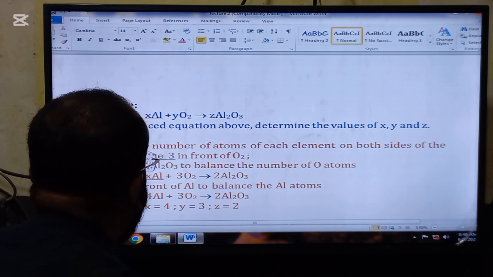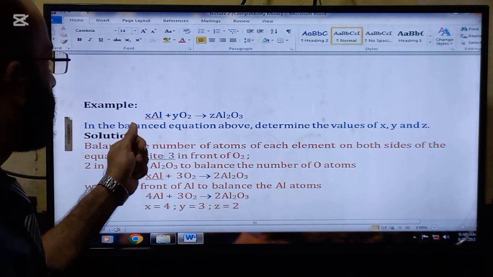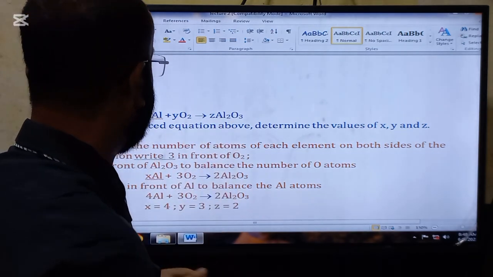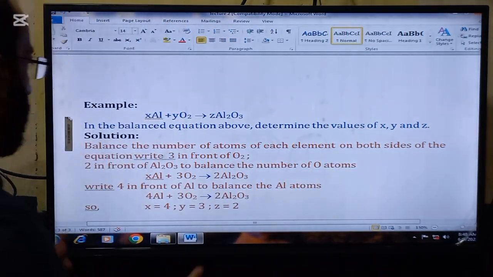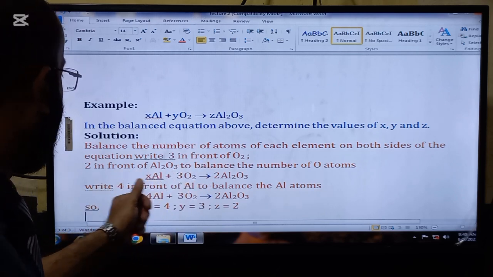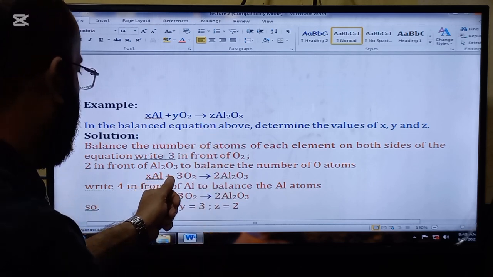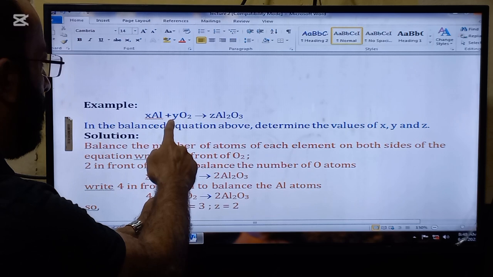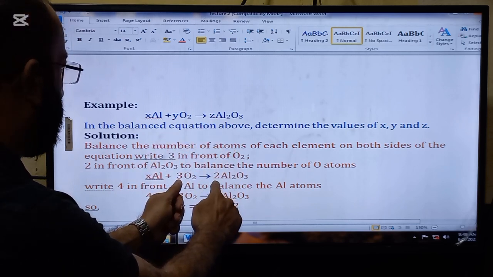Okay, here is the last equation of this lecture. Here is the equation given, that is X Al plus Y O2 forms Z Al2O3. In the balanced equation above, determine the values of X, Y, and Z. Okay, look now. If we write 2 in front of Al2O3 and 3 in place of Y. So look now, 3 in place of Y and 2 in place of Z.